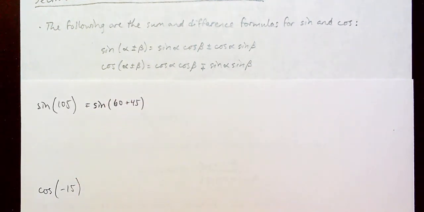And 60 and 45 are two nice angles that we have. We can easily recall, or easily find, worst case, the values of sine at 60 and at 45 on their own. Same thing with cosine. Cosine of 60 and cosine of 45, and we can make those substitutions in this formula.